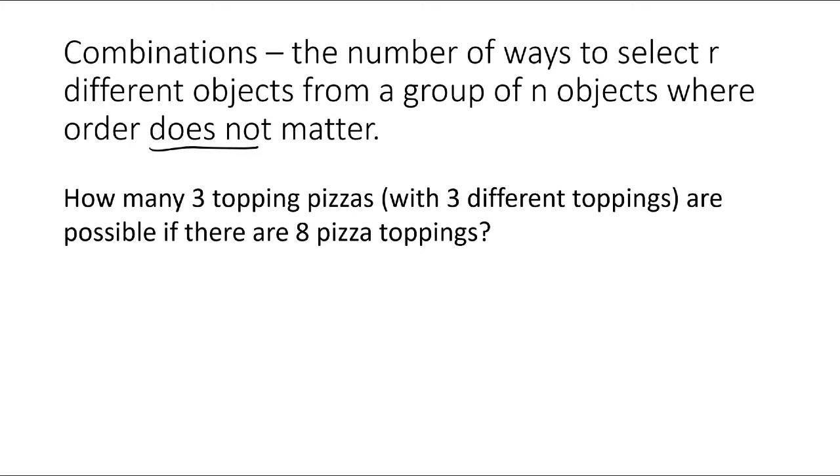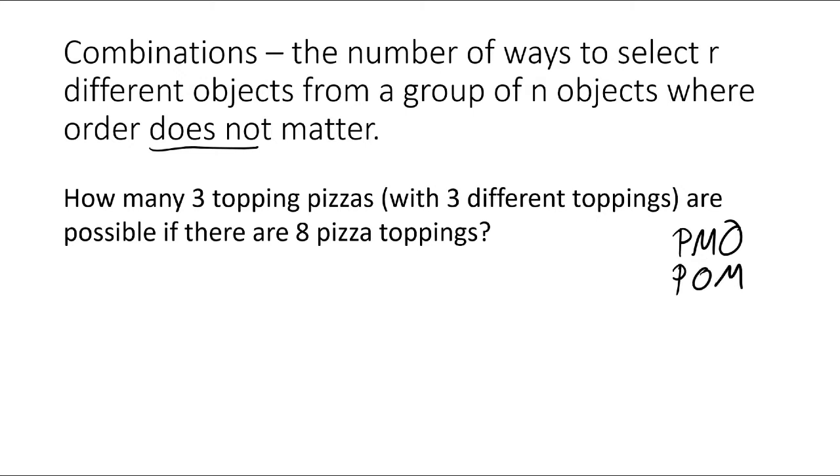So for our example, how many 3-topping pizzas with 3 different toppings are possible if there are 8 pizza toppings that we can choose from? All right. So let's just say, for example, we wanted to order a pepperoni, mushroom, and onion pizza. So P, M, and O, we'll write that as. We could also order a pepperoni, onion, and mushroom pizza.